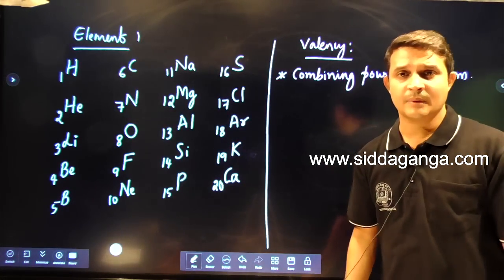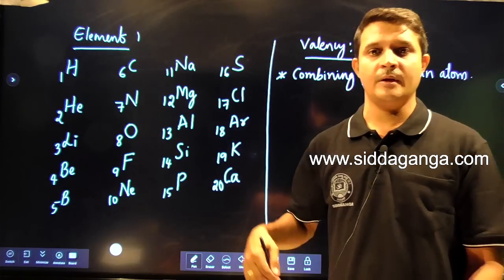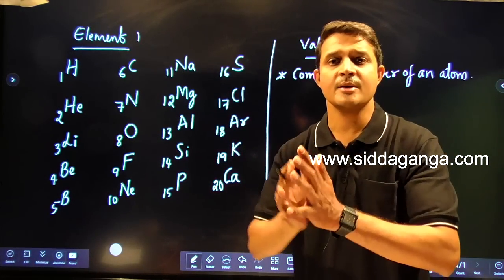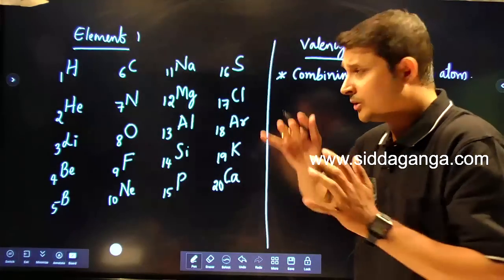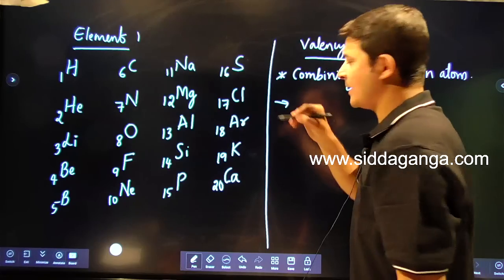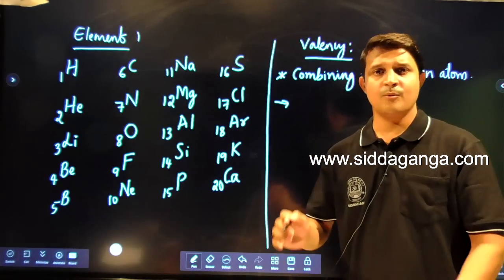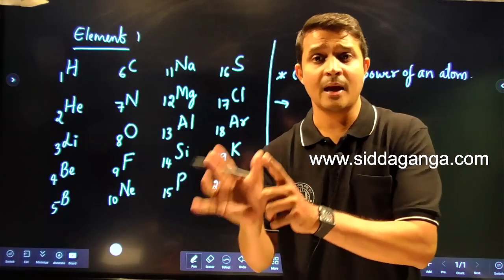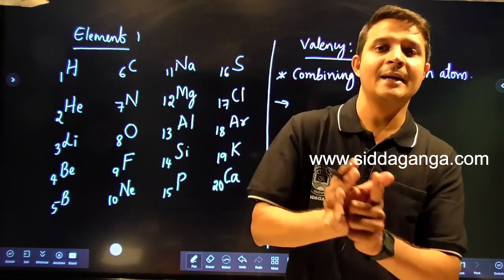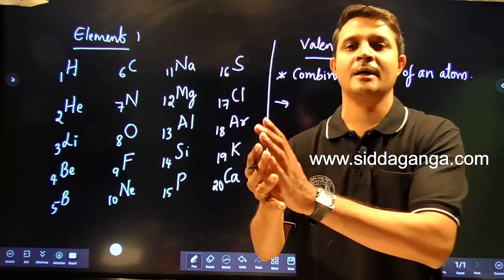So valency is nothing but the combining power of an atom. ಹೇಗೆ ಎಷ್ಟು ಕಂಬೈನಿಂಗ್ ಪವರ್ ಇದೆ? ಸೊ ಇದನ್ನು ಇನ್ ಡೀಟೇಲ್ ಅರ್ಥ ಮಾಡ್ಕೊಳ್ಳಕ್ಕೆ ಲೆಟ್ಸ್ ಸಿ. ಸೊ ಈಗ ಒಂದು ಆಟಮ್ ಇದೆ, ಆ ಒಂದು ಆಟಮ್ ಜೊತೆಗೆ ಇನ್ನೊಂದು ಆಟಮ್ ಎಷ್ಟು ನಂಬರ್ ಅಲ್ಲಿ ಕಂಬೈನ್ ಆಗುತ್ತೆ ಅಂತ ಹೇಳಿ.